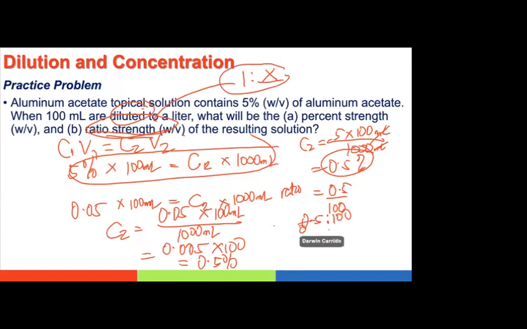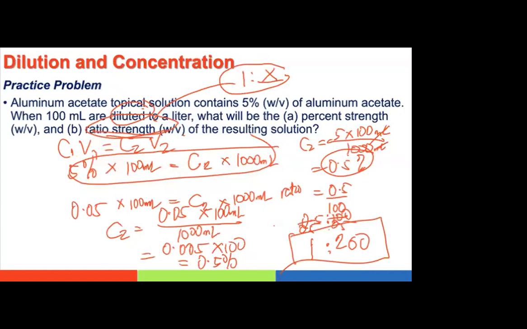How do we convert that to 1 is to X? We divide both sides by 0.5. The answer is 1 is to 100 divided by 0.5. The answer is 200. And this is the answer: 1 is to 200. That is the ratio strength.